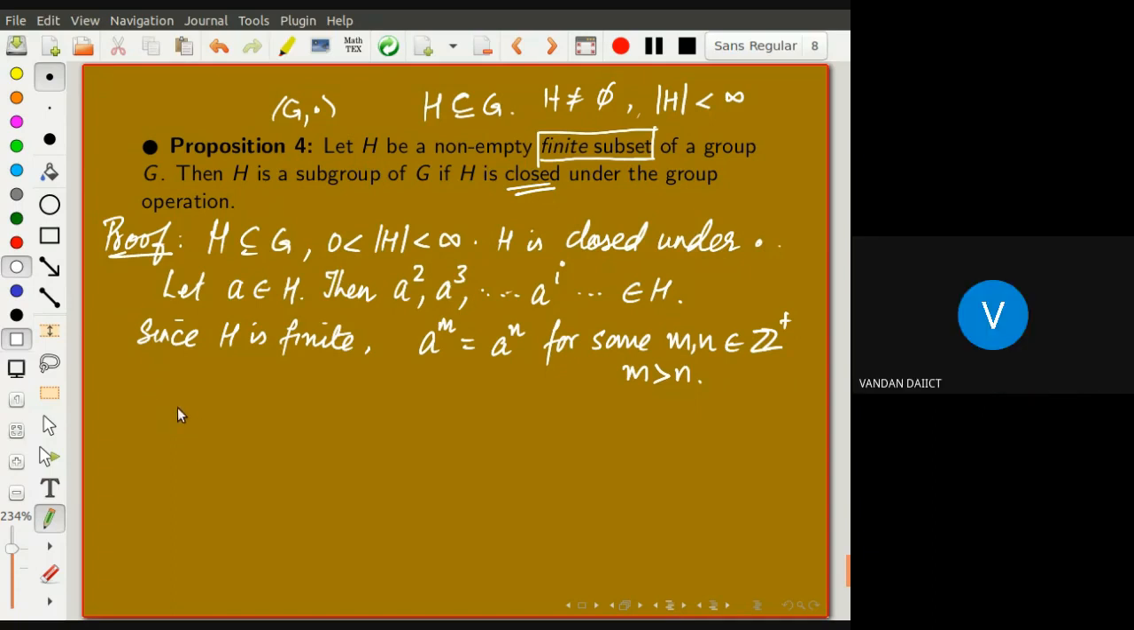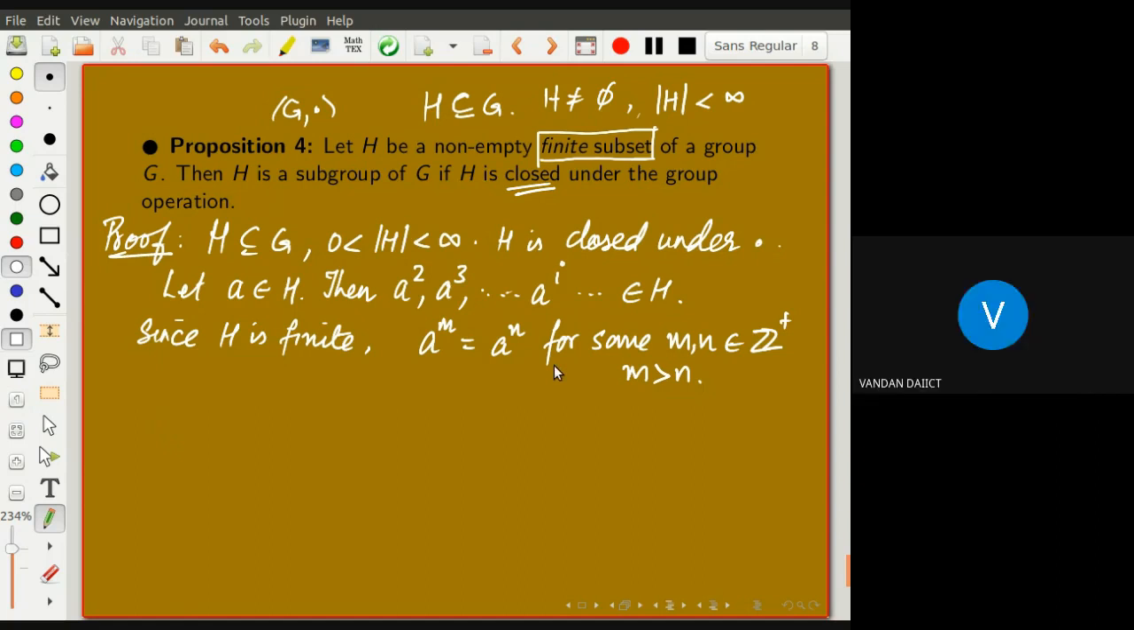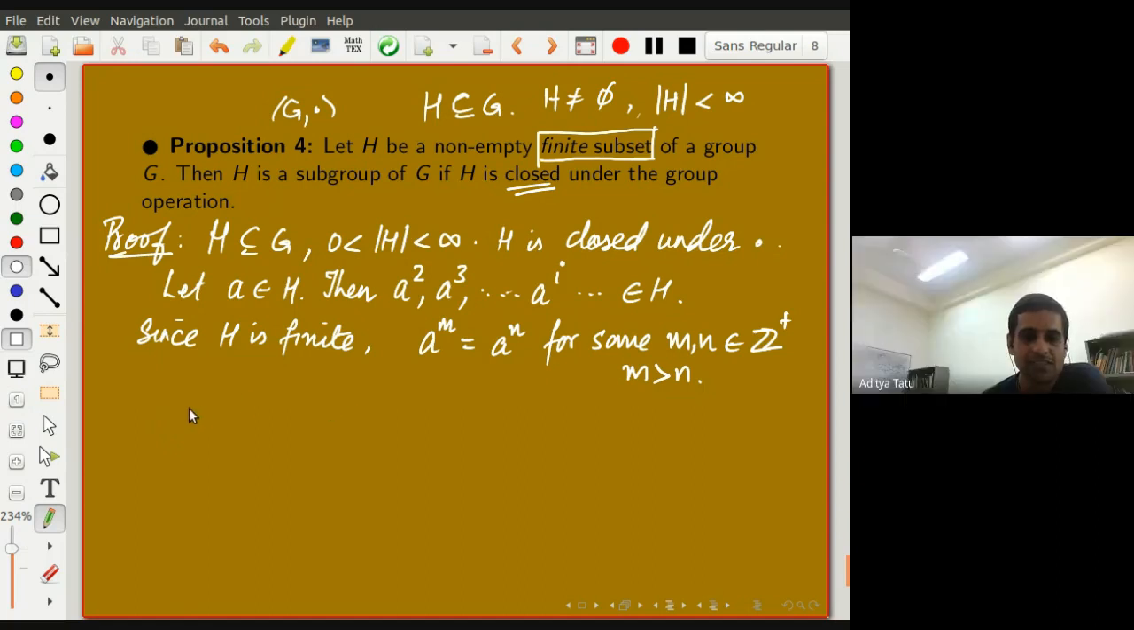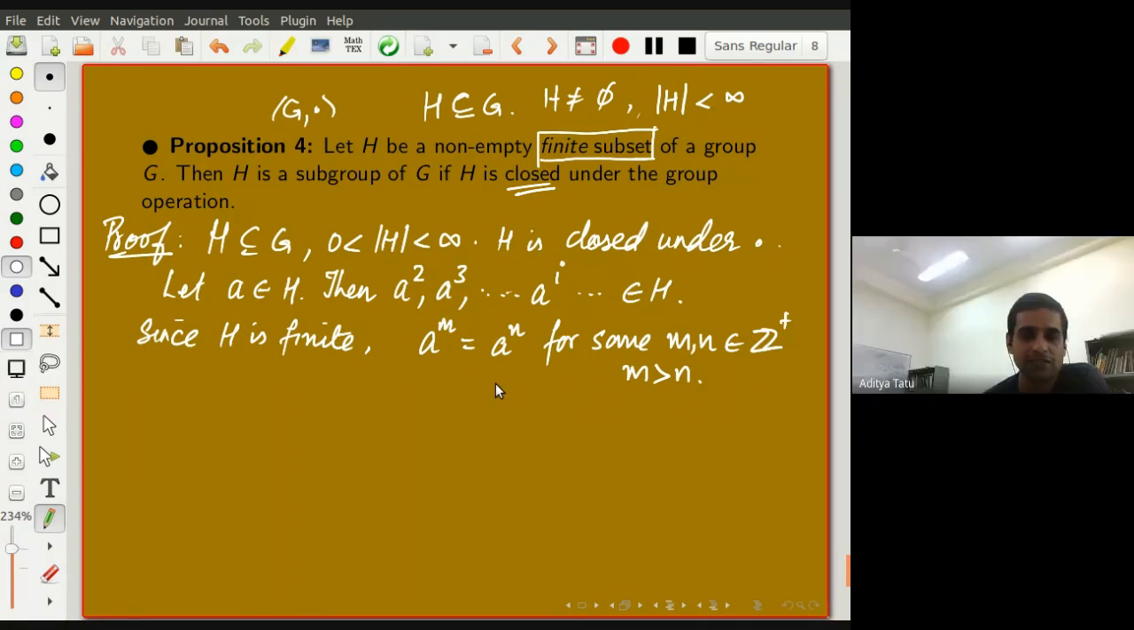Which side should we multiply? Left, right? Both sides, A raised to N inverse. In the sense, pre-multiply or post-multiply? Would it matter? I guess both will be the same, because it's just A with itself. A raised to M into A raised to N inverse will be equal to A raised to N into A raised to N inverse, which of course is identity by definition.